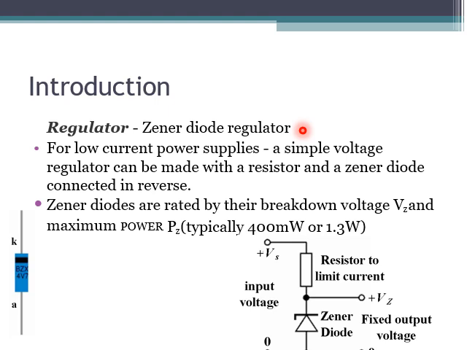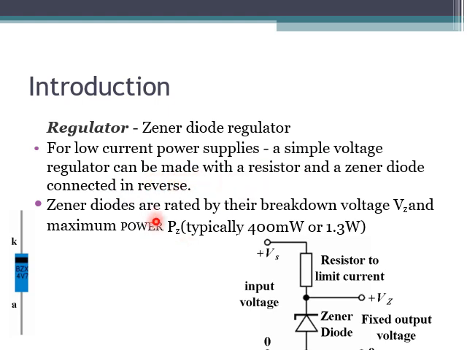So if they ask you the application of a Zener diode, you can straight away tell that a Zener diode will act as a regulator. For low current power supplies, a simple voltage regulator can be made with a resistor and a Zener diode connected in reverse. See here, this is your Zener diode. A Zener diode gives a fixed output voltage. The resistor is used to limit the current, that we know, right? The resistor will resist the flow of current, right? So for a low current power supply, a simple voltage regulator can be made with the resistor and Zener diode.